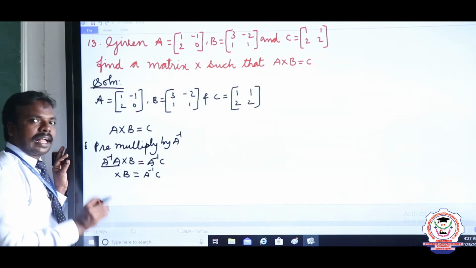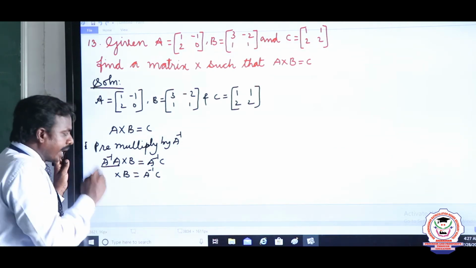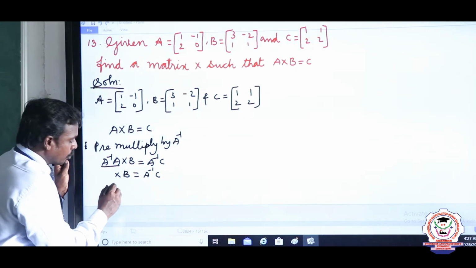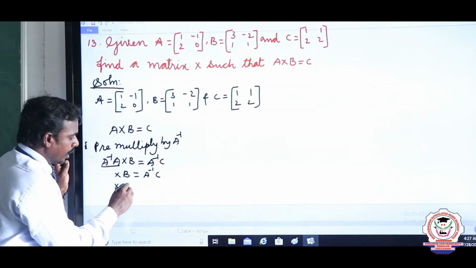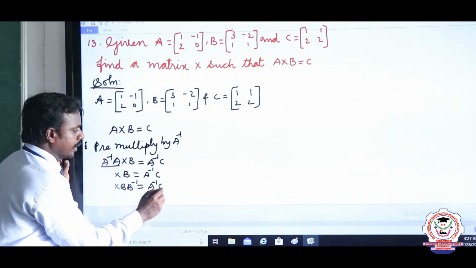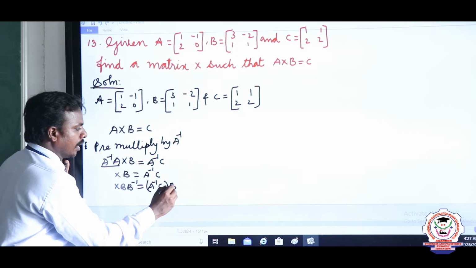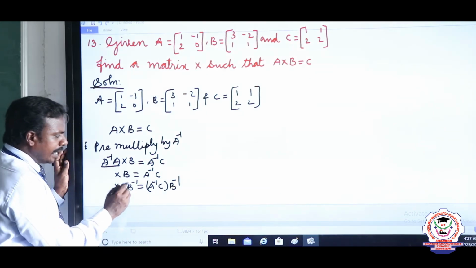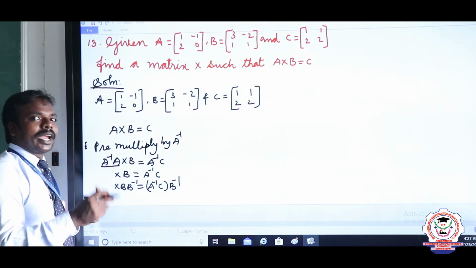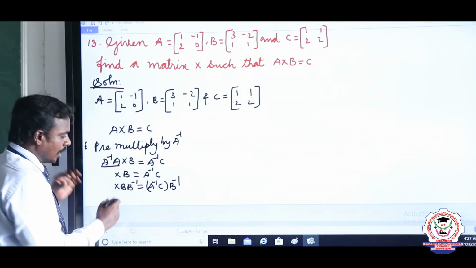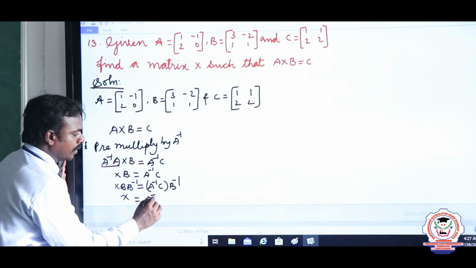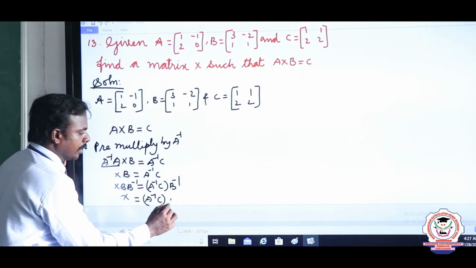On the left hand side, I want only the X matrix. So, again I want to omit this B. So, post-multiply by B inverse. XBB inverse equal to A inverse into C into B inverse. Listen to this, very simple. B into B inverse is I, again we will get the identity matrix. Identity matrix into anything, we get the same thing. So, X only on the left hand side: X equal to A inverse into C into B inverse.